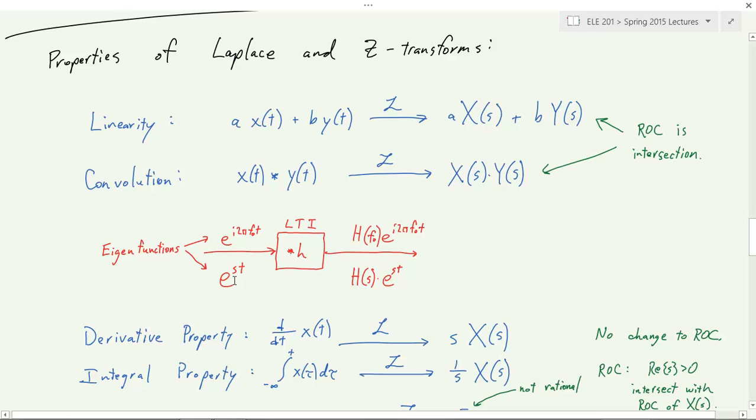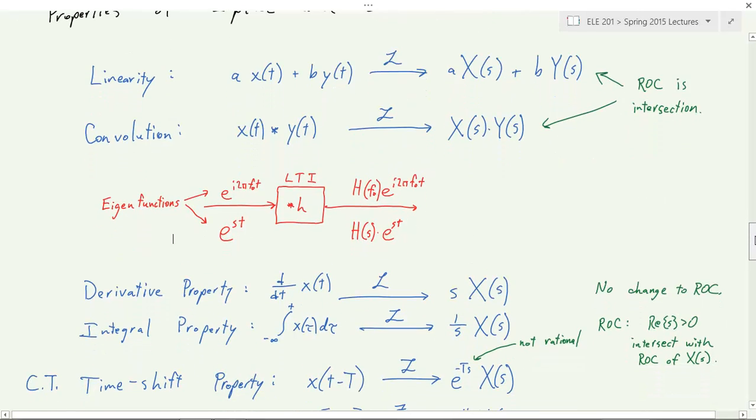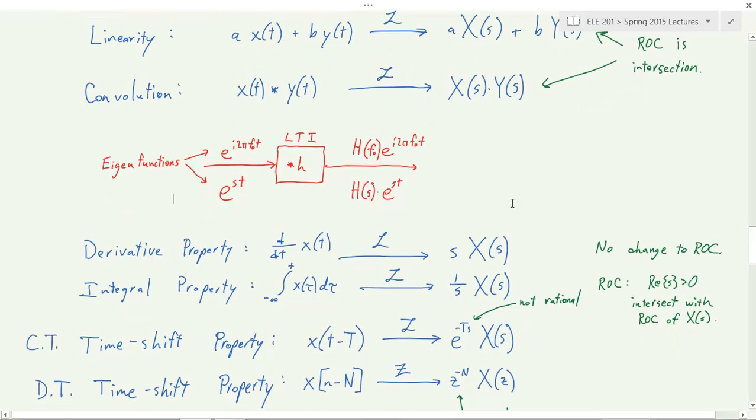But when you put something of this form through any LTI system, you get the exact same thing back out times a constant. And that constant in this case happens to be the Laplace transform evaluated at that point. For discrete time, it would be the same thing, but with the Z transform. Okay, so that's a nice concept. Now let's look at some more properties.